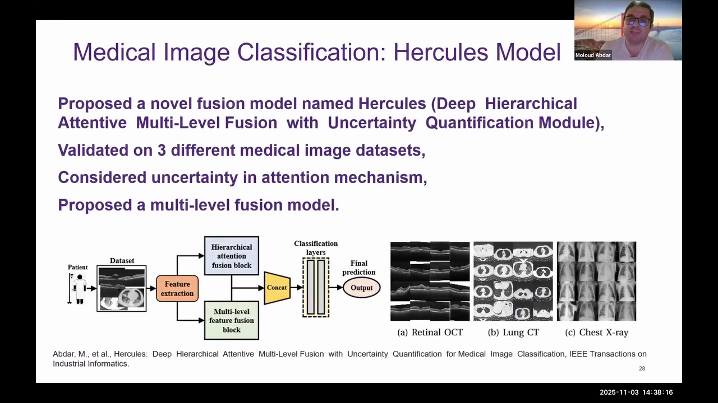In another case study, we proposed a model called Hercules, in which we used a combination of a hierarchical attention fusion block with a multi-level feature fusion block, and then we concatenate them and give them to classification for the final prediction. This work was published in IEEE Transactions on Industrial Informatics. We validated the performance of the proposed model on three different medical image datasets and considered uncertainty in the attention mechanism, and then we proposed multi-level fusion modules.